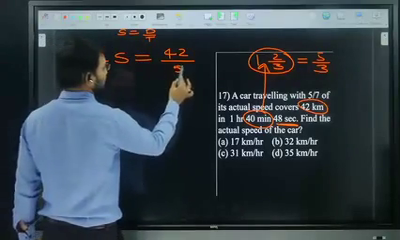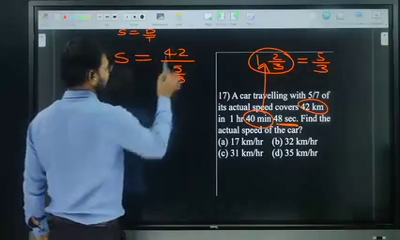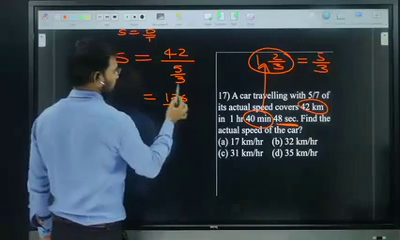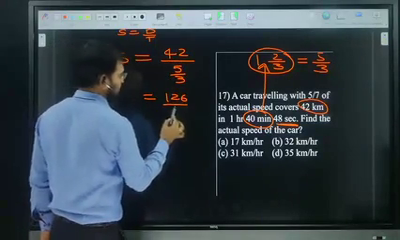5 by 3. This 3 comes to the numerator. That is nothing but 126 by 5.